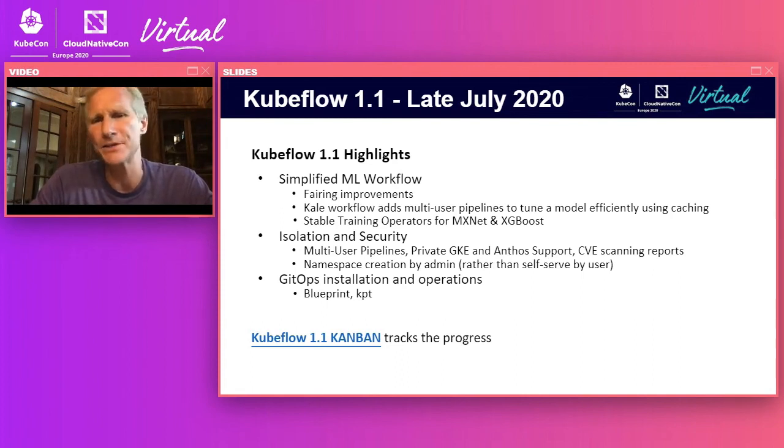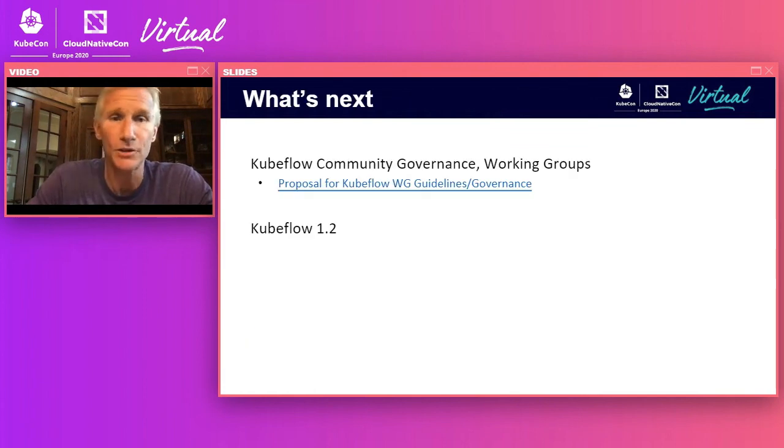And then namespace creation by administrators rather than self-service by users. That's just something that enterprise customers have asked for. And we continue to help build that foundation for GitOps installation and operations. And I think you'll see even more blueprint and KEP type integration as we go forward. And all this is tracked, as you can see, from the Kubeflow 1.1 Kanban board, which is available on this link.